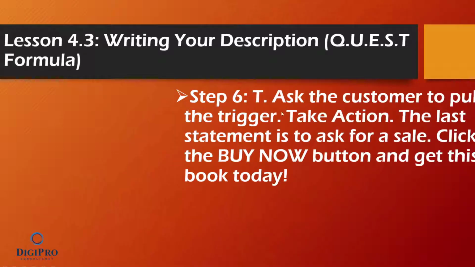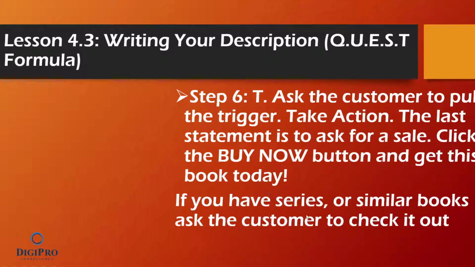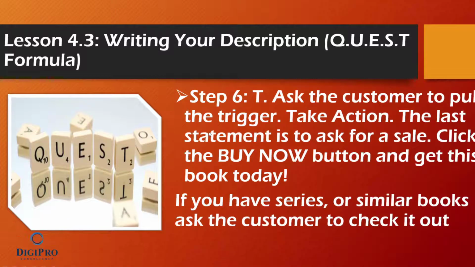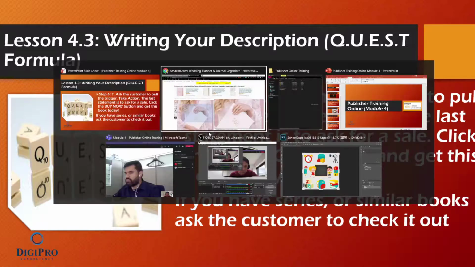Step number 6, which is the T, this is the most important step, is to ask the customer to pull the trigger, meaning take action, buy the book. A statement could be like, click the buy now button and get this book today. And if you have a series of similar books, you can also ask the customer to check it out by stating it inside the description area. Let's take a look at one of the examples. Let me give you one example.